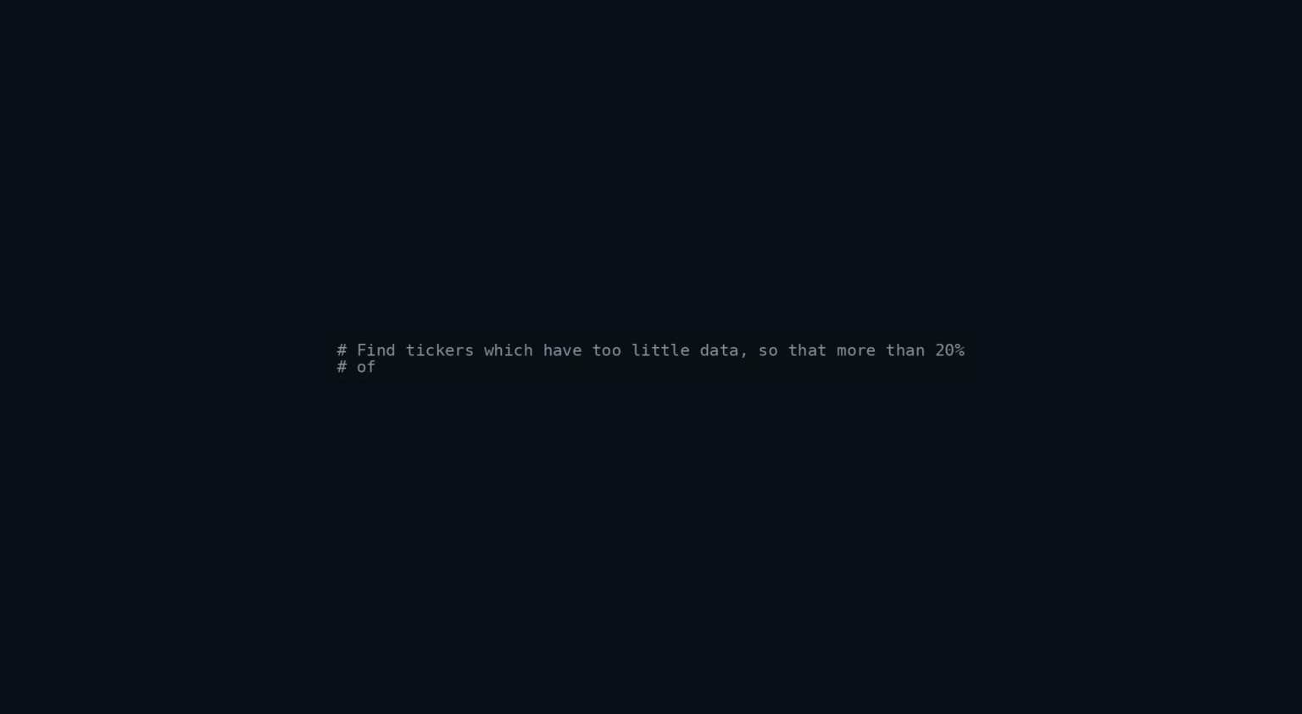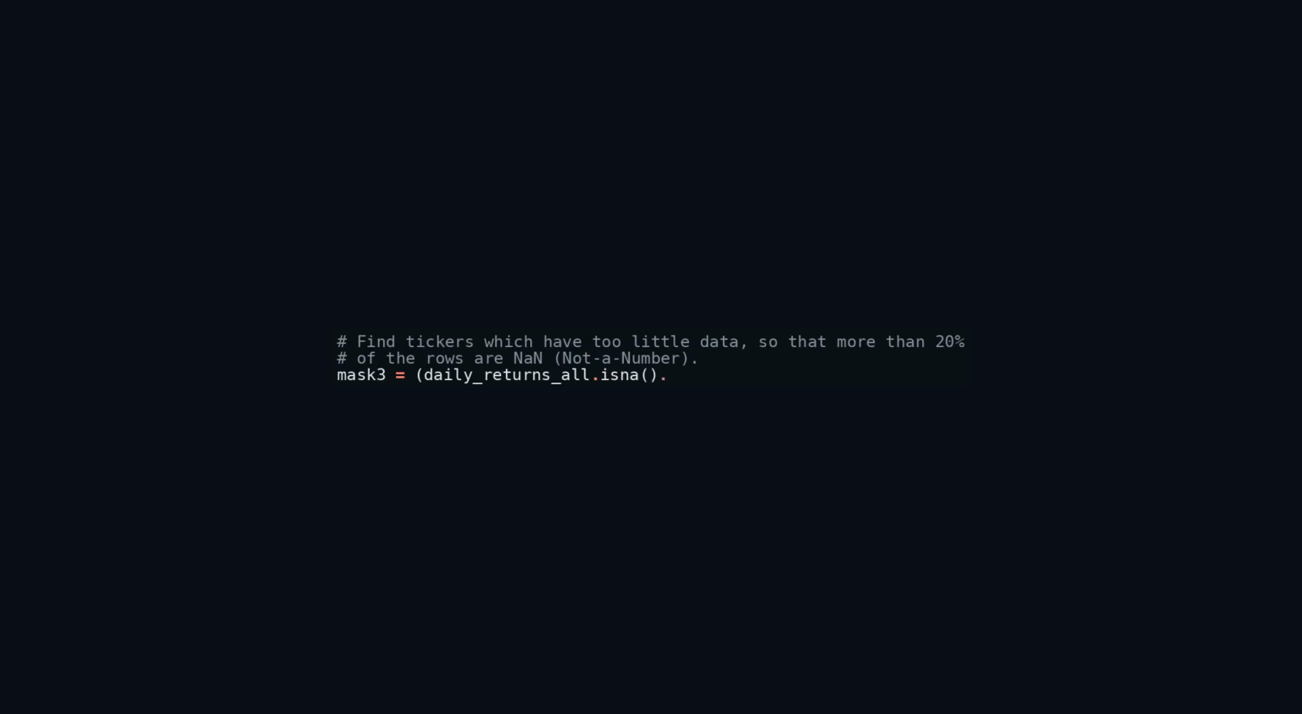isna().sum(axis=0). This computation results in a series where the index corresponds to column names (tickers) and the values represent the count of NaN values in each column. Next, the code checks if the count of NaN values exceeds 20% of the total number of rows in the data frame. This is achieved with the condition daily_returns.isna().sum(axis=0) > 0.2 * len(daily_returns). The outcome of this condition is a Boolean series mask indicating whether each ticker has more than 20% missing values.